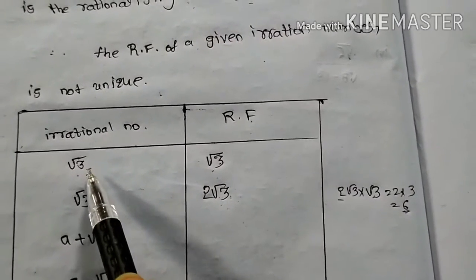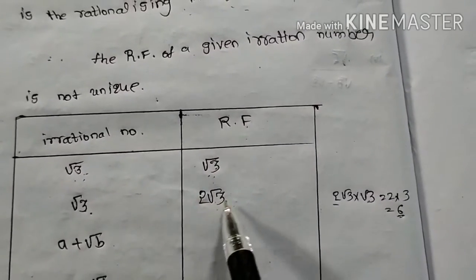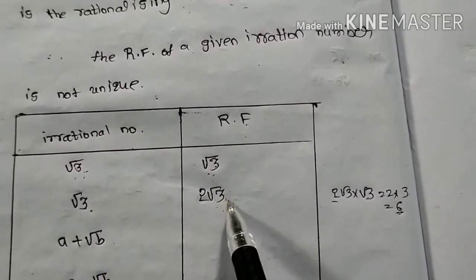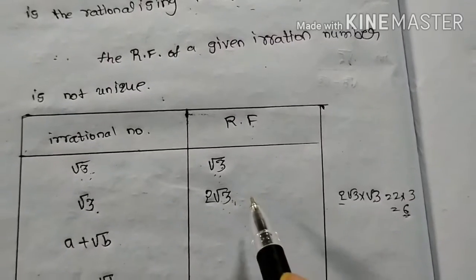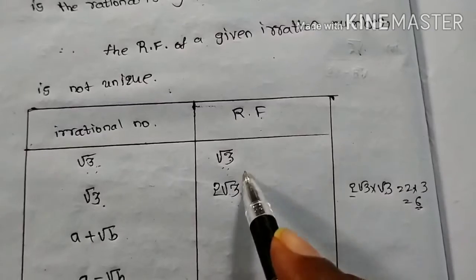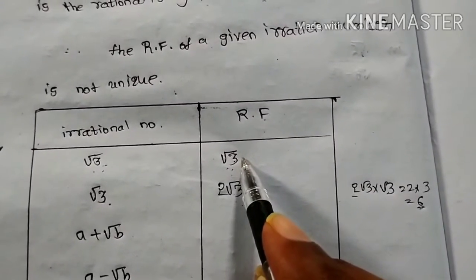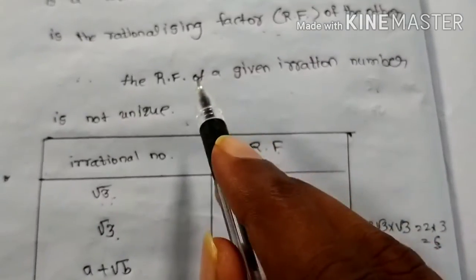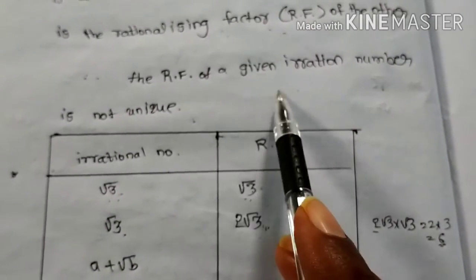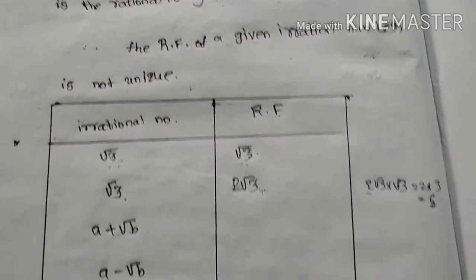So even you can take any number of irrational numbers. Some student has taken root 3 only as the rationalizing factor. Another student has taken 2 root 3. Another student has taken 10 root 3 also as a rationalizing factor. If you want, you can take 100 root 3 also. But we see which is the simplest one. Root 3 is the simplest one or not? So that only they have mentioned here, the rationalizing factor of a given irrational number is not unique.